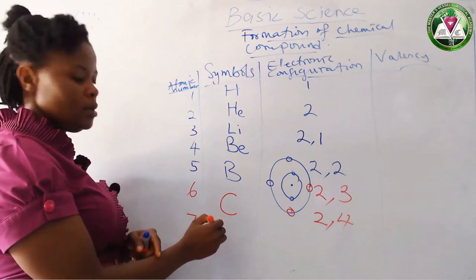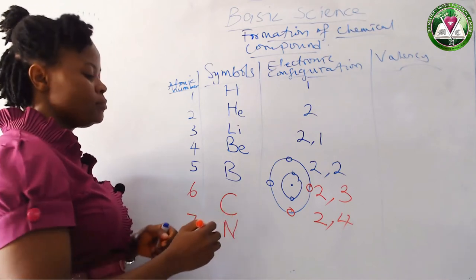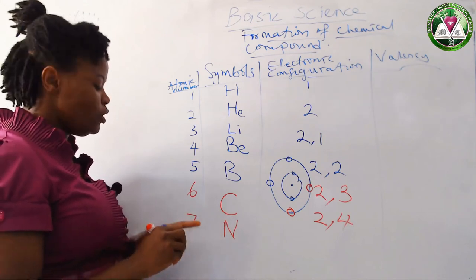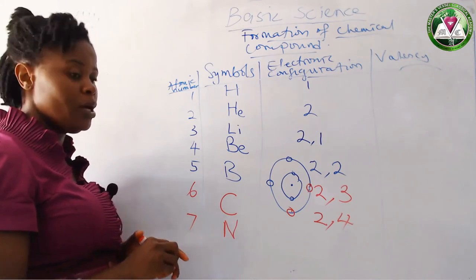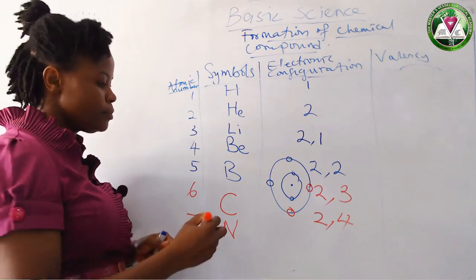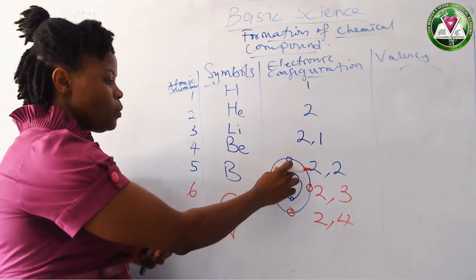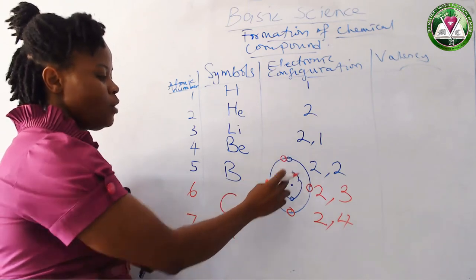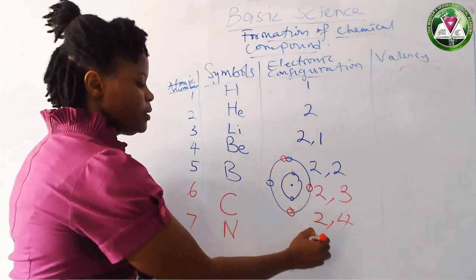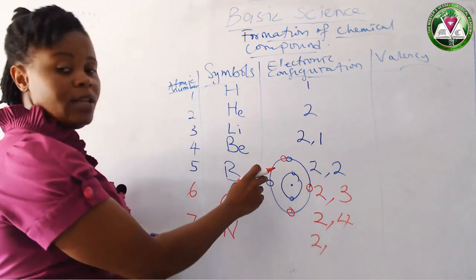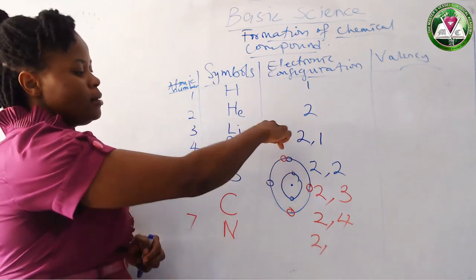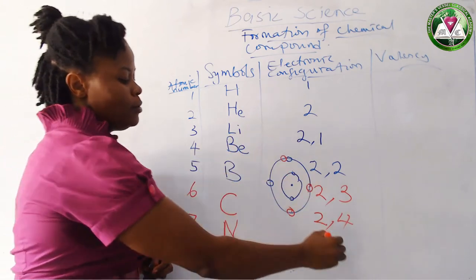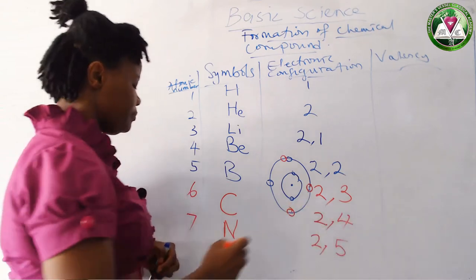Number seven is what? Nitrogen. Number 7 is nitrogen. Nitrogen has 7 as its atomic number. So 1, 2, 3, 4, 5, 6, 7. So you have 2 for the first shell, right? 2 for the first shell. Then for the second shell, 1, 2, 3, 4, 5.